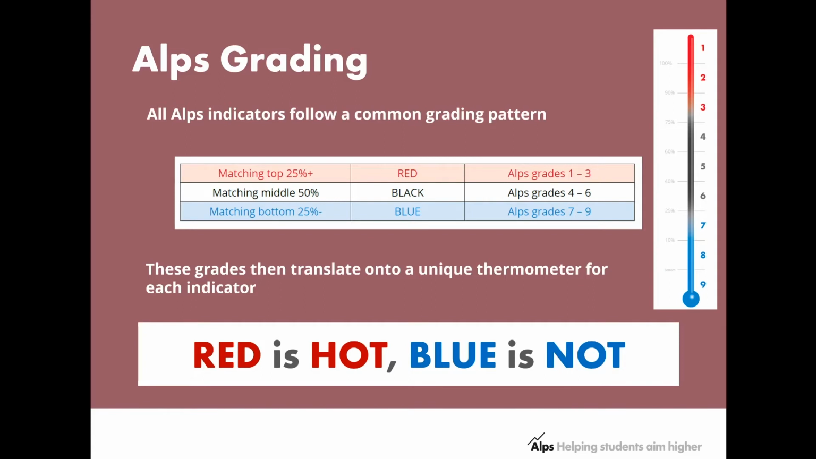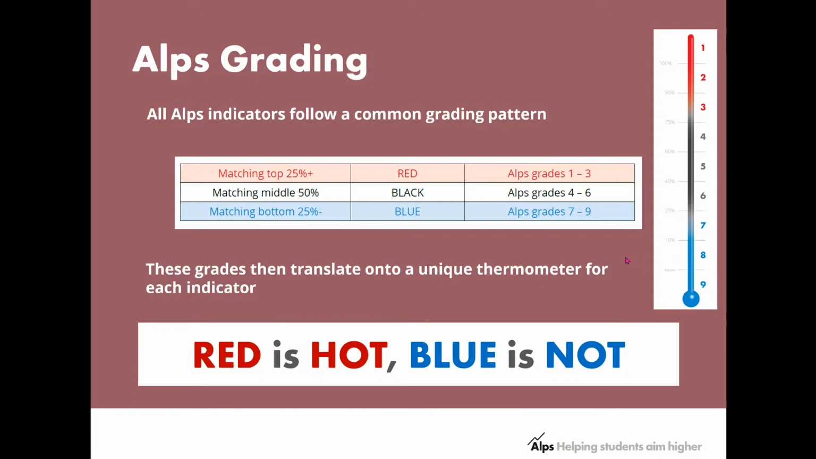Just a quick reminder about ALPS terminology. If you're new to ALPS, just visualize the thermometer. Red is red hot teaching and learning. That's fantastic. If your scores are in the red, that means you're in the top 25%. Black means that you're average, and blue means that you're in the bottom quartile compared to the national data.